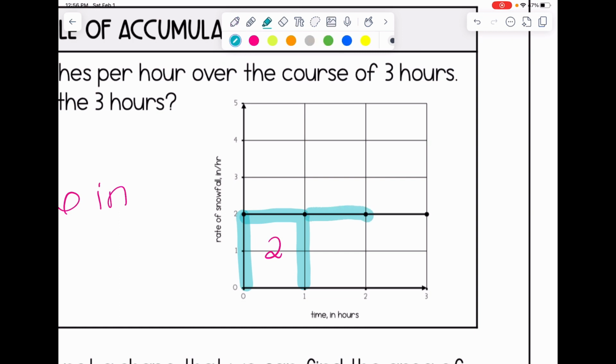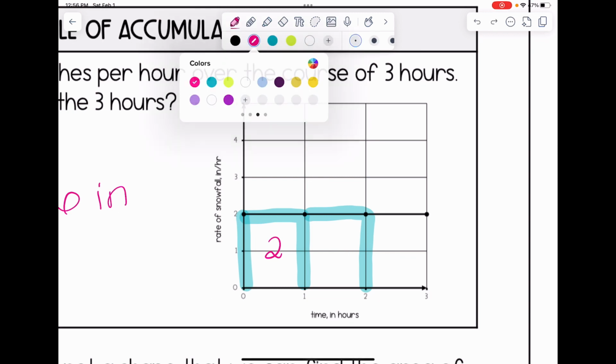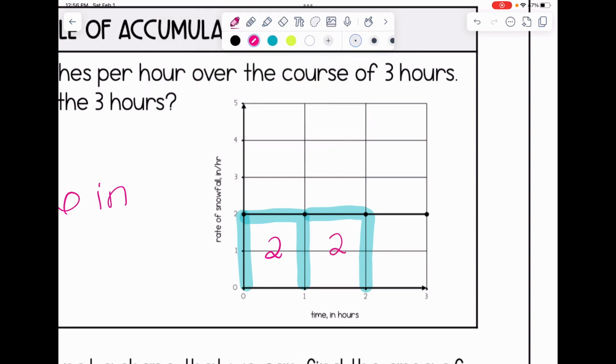If we look from 1 to 2, okay, also 2. And then we're going to do it one more time. If we look over here from hour 2 to hour 3, another 2 inches. In total, that area gives us 6 inches.